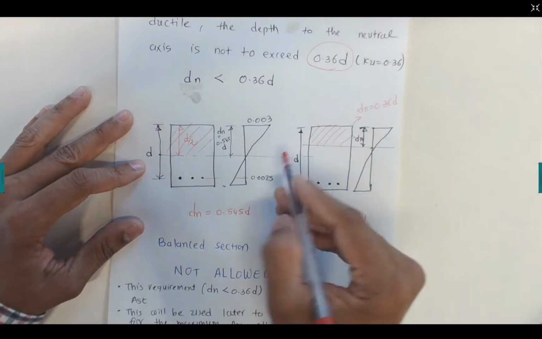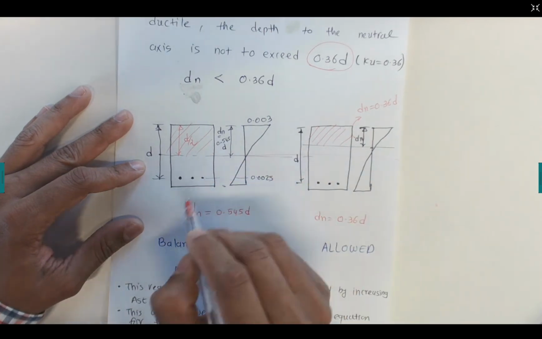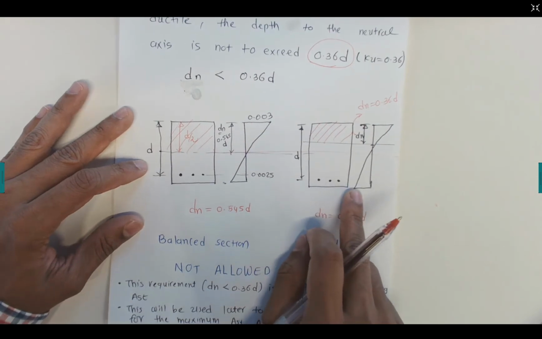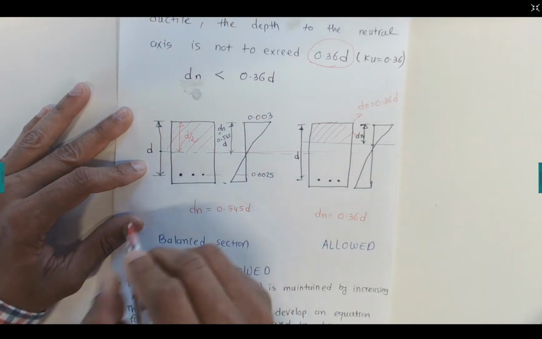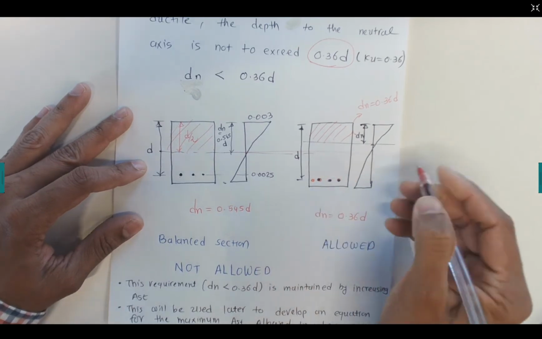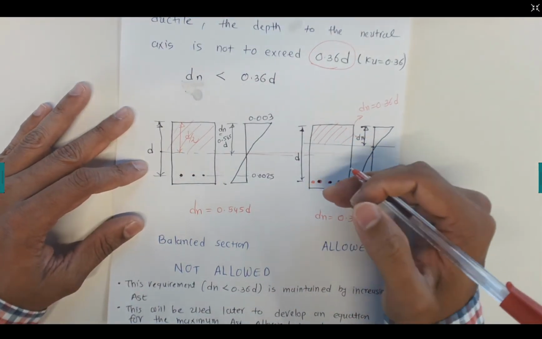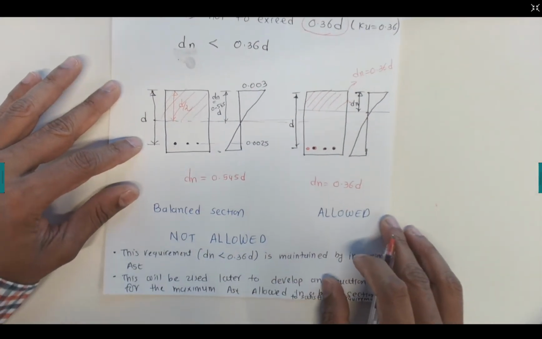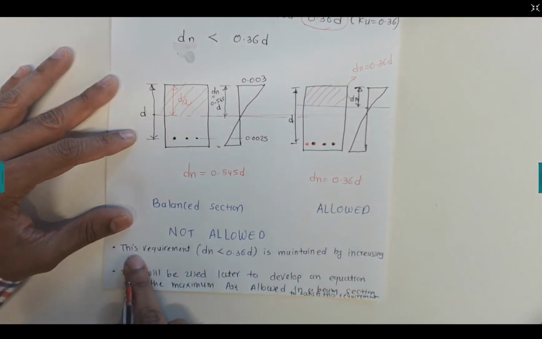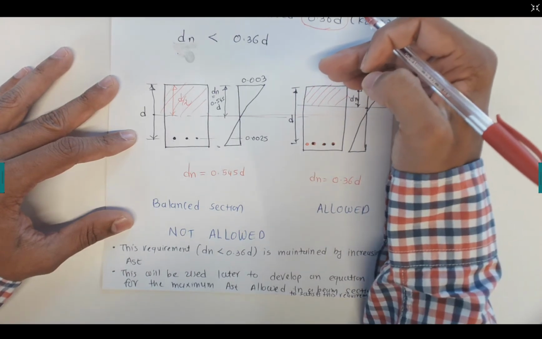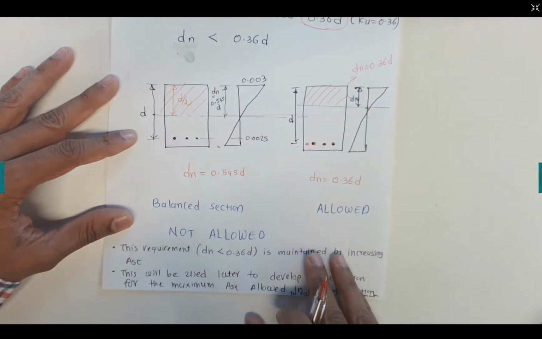How do we shift? Because you can see this neutral axis is here in the balanced section. We need to shift this neutral axis above by increasing the number of reinforcement. For example, here we have 3 reinforcement, we can make it 4 reinforcement, and so on. That will push this neutral axis above, and that will increase the AST. So this requirement is maintained by increasing the reinforcement. As I mentioned, since we put more reinforcement here, that will shift the neutral axis above. That will satisfy the conditions.